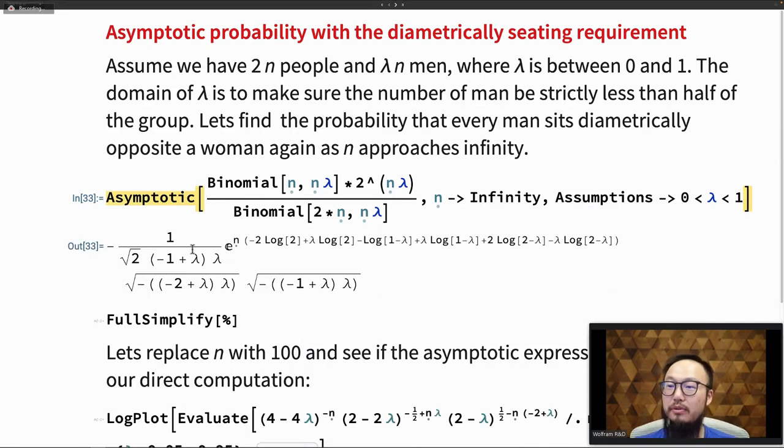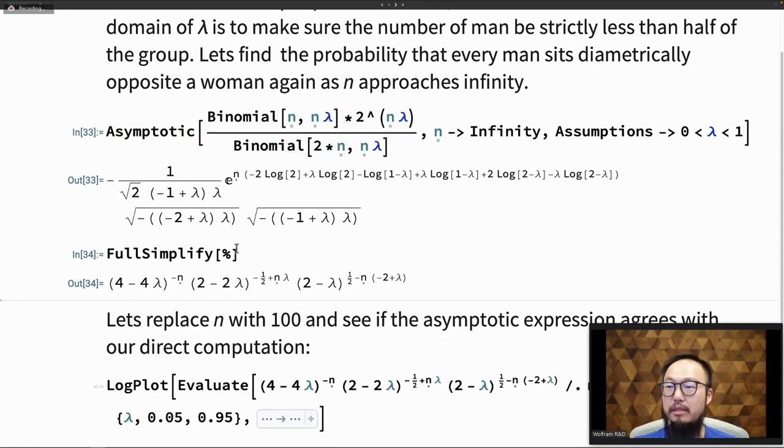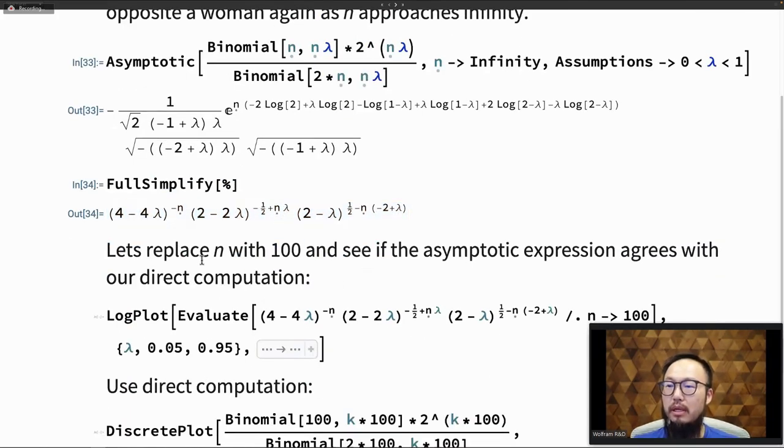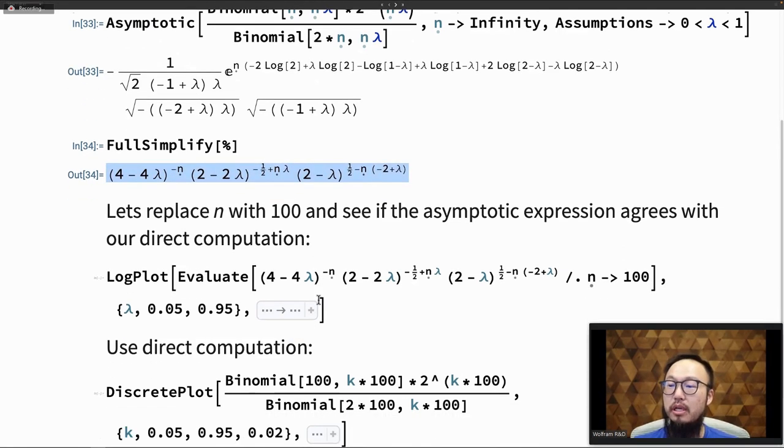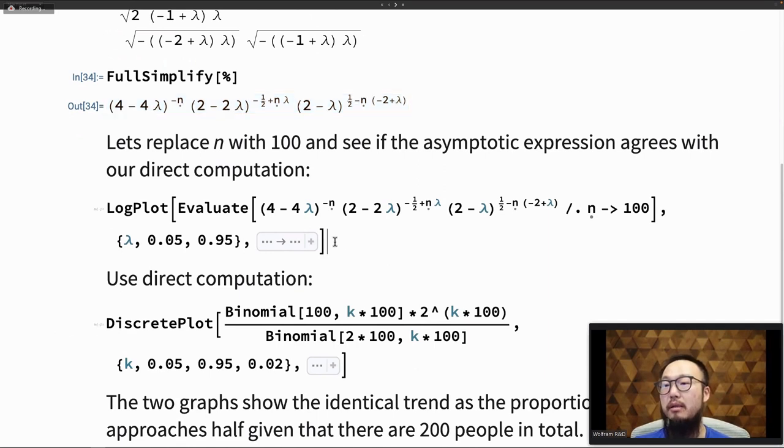Okay, so this gives you the asymptotic expression of the probability to have the required seating style. Let's simplify that. So this is the result. And let's see. Once you have asymptotics, you want to check that the asymptotic expression gives you the same result as the brute force or direct computation.